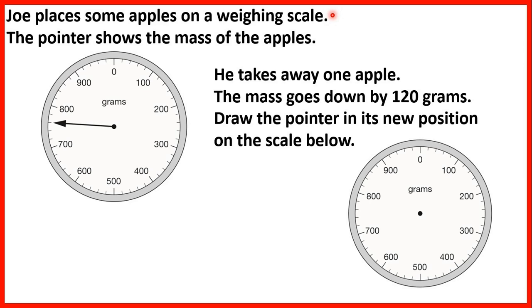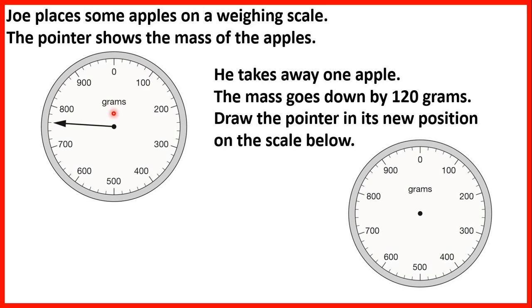Joe places some apples on a weighing scale. The pointer shows the mass of the apples. He takes away 1 apple. The mass goes down by 120 grams. Draw the pointer in its new position on the scale below.